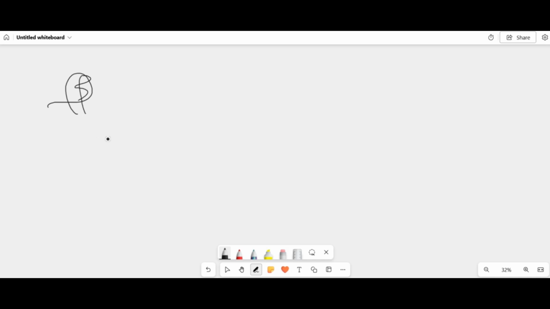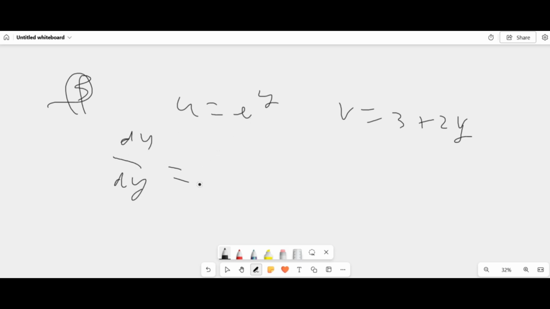So we need to differentiate it. On the top we had e to the power of y, so u is e^y. On the bottom we had 3 plus 2y, so v is 3 plus 2y, yeah? And now we're going to do du over dy because we're differentiating with respect to y, not x here. So du over dy is just the same thing, e^y. And then dv over dy is going to be 2, yeah?